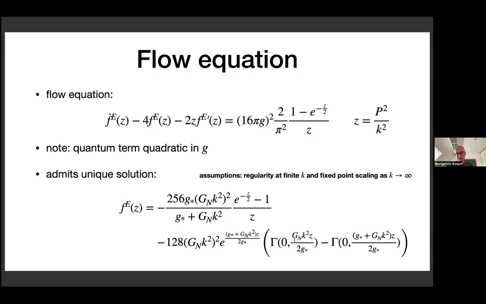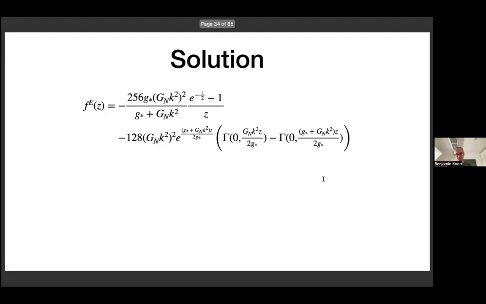And then the second line is the kind of non-trivial part of this whole function. Maybe the interesting bit is this difference of incomplete gamma functions, which depends on combinations of dimensionless momenta and G_N times k squared. So this is the solution to this flow equation under the assumptions. Let's analyze it a little bit.